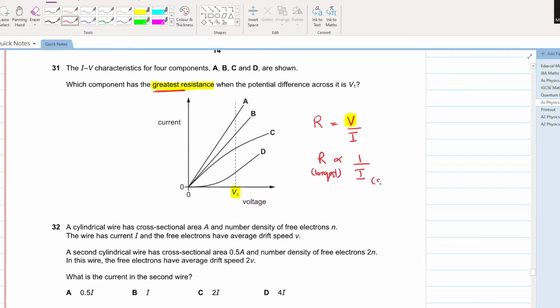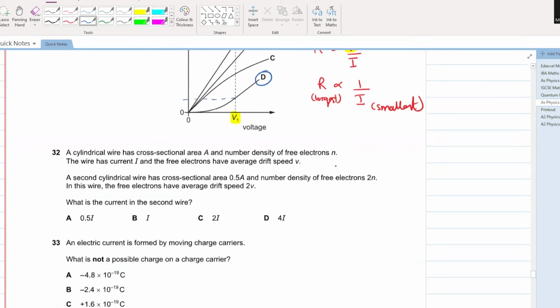Where will the resistance be the largest? The wire in which the current is the smallest will have the largest resistance. Where is the current smallest? The current is the smallest in wire D. D is your answer. Simple as that. Nothing complicated, I hope. You get this one. Let's further move ahead.